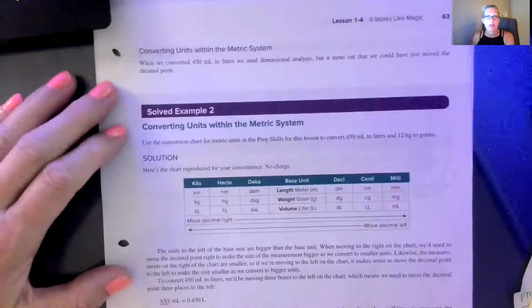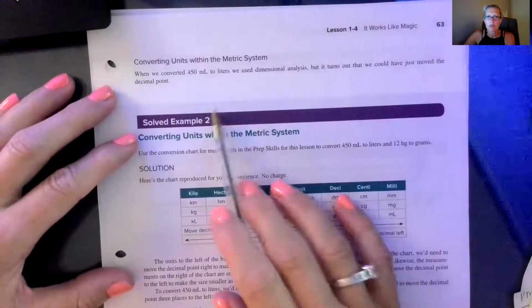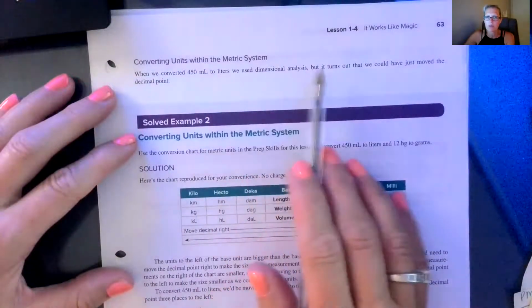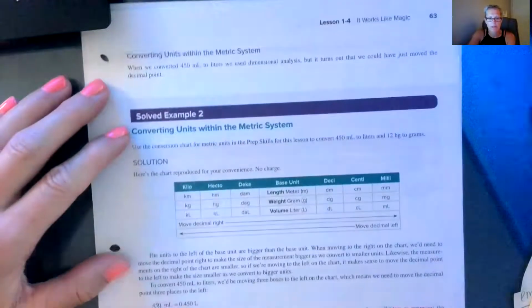Okay. It says converting units within the metric system. So when we converted 450 milliliters to liters, we used dimensional analysis, but it turns out that we could have just moved the decimal point.